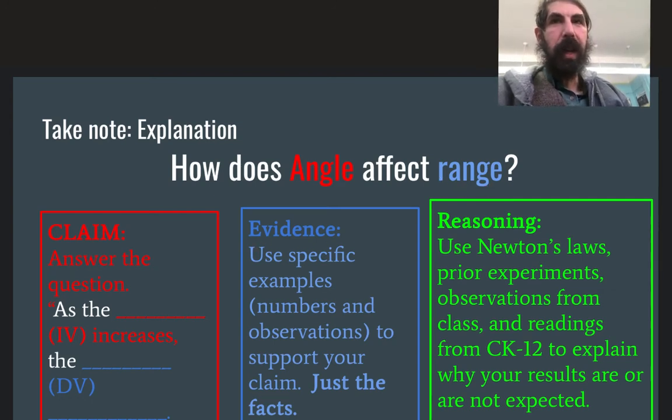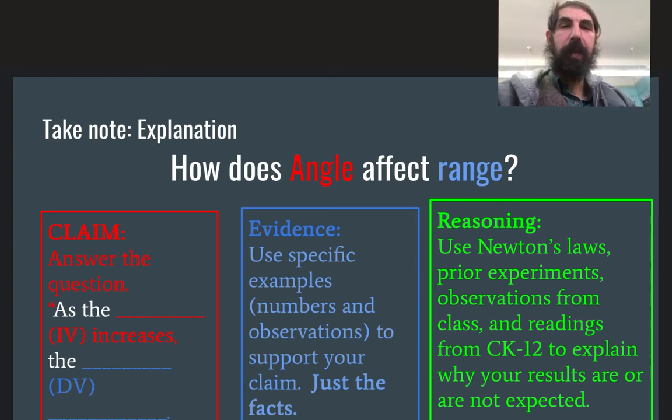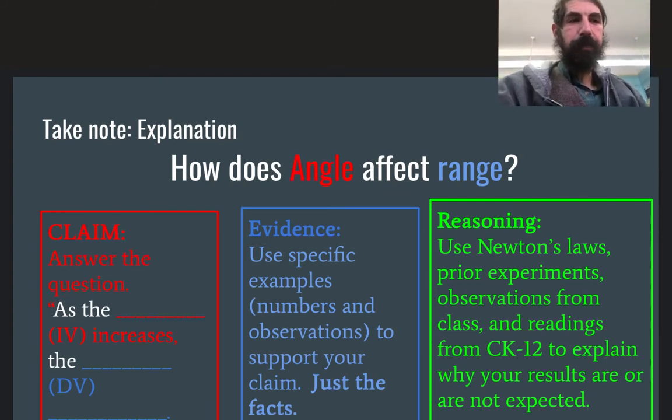For evidence, I'm going to look at my data table and cite the specific data that supports my claim. I know that my highest range was at 45 degrees and about 700 centimeters, and my lowest range was at 75 degrees, about 200 centimeters. That's evidence that supports my claim.